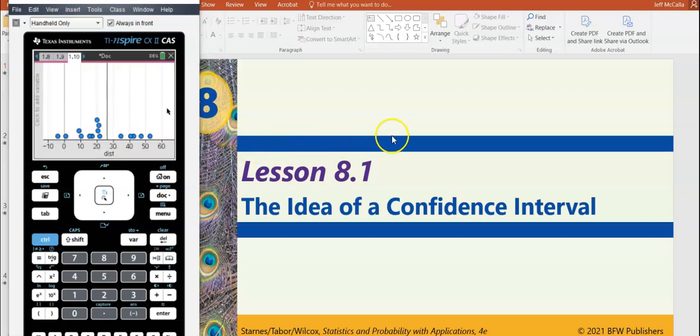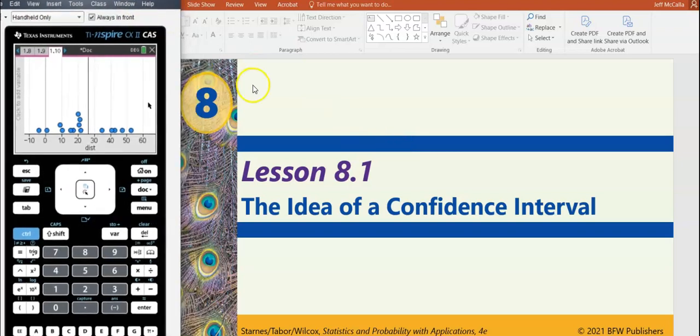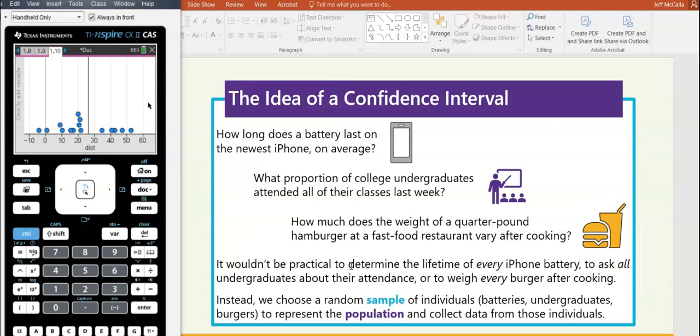Okay, so today we're talking about lesson 8.1. Just so you can see it. Okay, the idea of a confidence interval. So today we're not going to actually build one really from scratch, but we're going to talk about the concept and work with them and learn how to interpret them, and then we'll eventually learn how to actually build them.